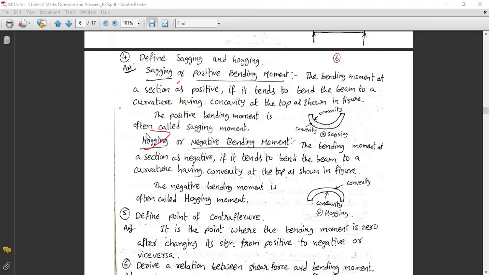So what is hogging? Hogging is a negative bending moment. It is very important to understand as per our syllabus, because these are 2 marks questions that will come. The bending moment at a section is negative if it tends to bend the beam to a curvature having convexity at the top, as shown in the figure. A negative bending moment is called a hogging moment.